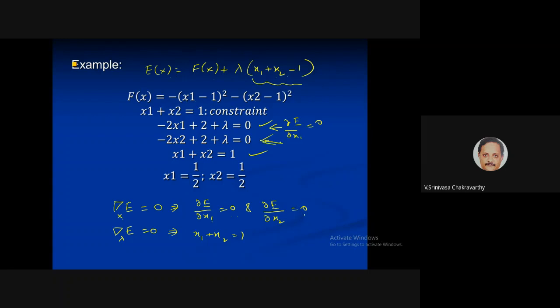So the second equation is ∂E/∂x2 equal to 0. The third equation is nothing but the constraint. If you just solve these, you get x1 equal to half, x2 equal to half. Okay, so it's straightforward.